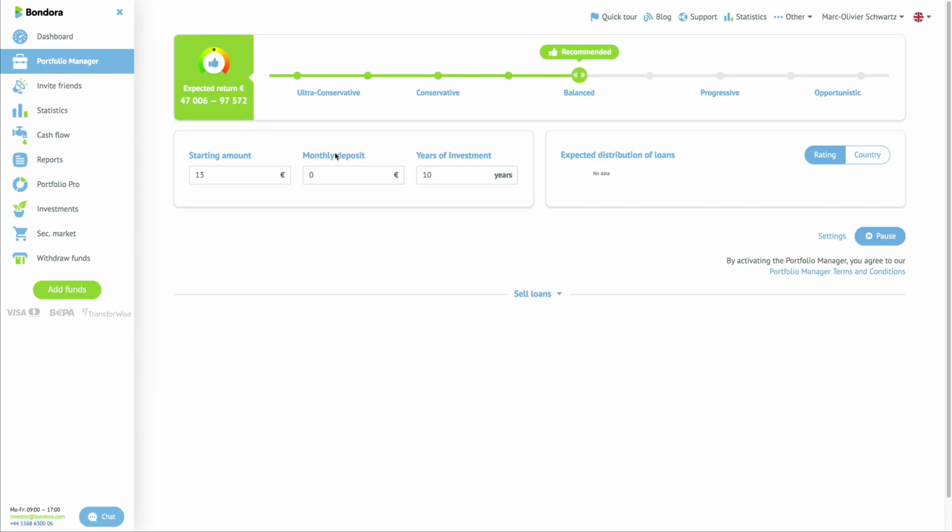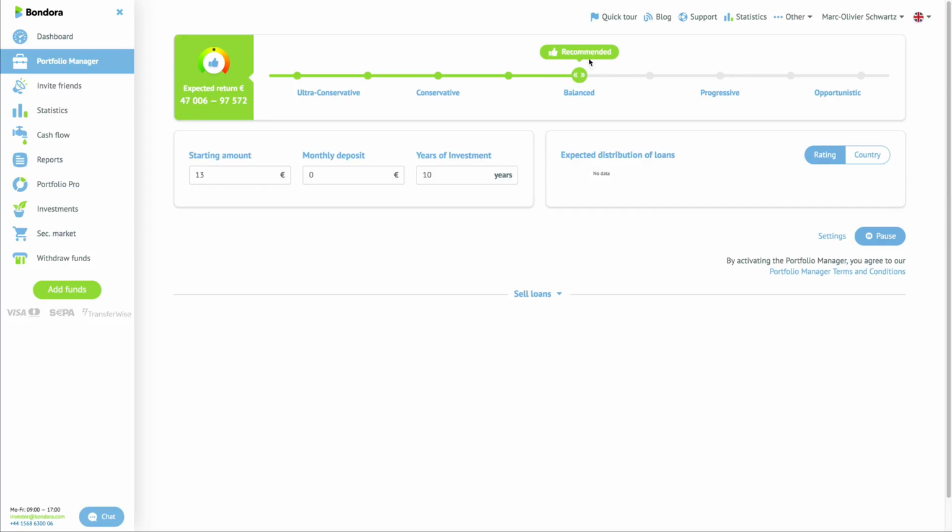Basically, that's a completely automated way to invest on Bondora. It's just saying how much you want to invest at the start. So you can have your amount here, which is basically what I have left on my account. You can say for how long you want to invest. This, of course, will determine if they invest in short-term loans or more long-term. And then just say what your level of risk is.